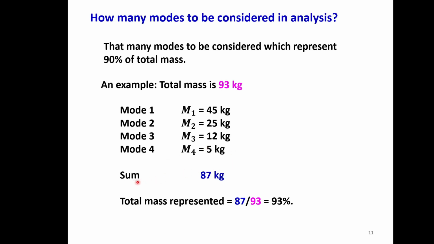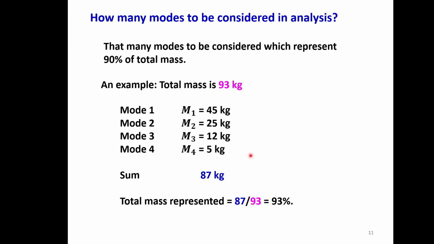Okay, in the 4 modes, the sum of the modal mass is 87 kg, which is equal to 93% of the total mass. So as per Indian code, 90% has been represented. So for the purpose of analysis of this system having n degrees of freedom, I can go by taking only 4 mode shapes for the analysis.